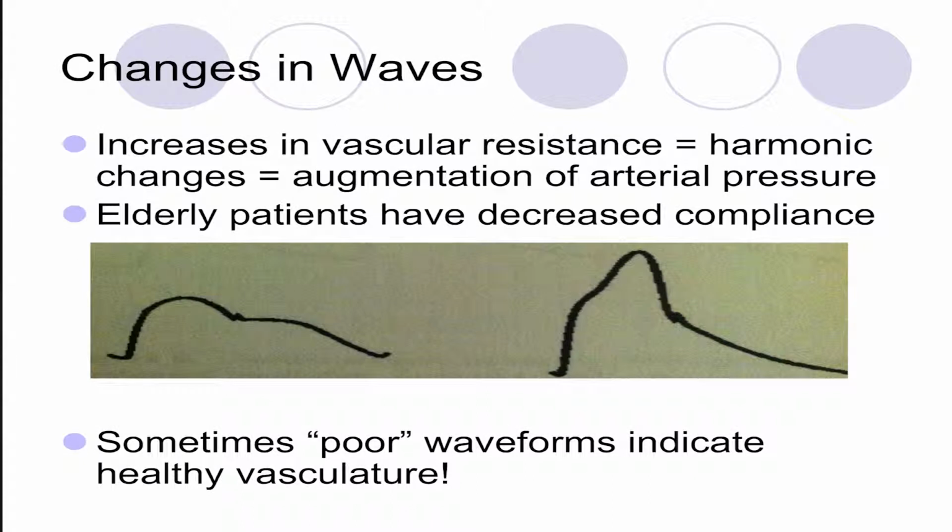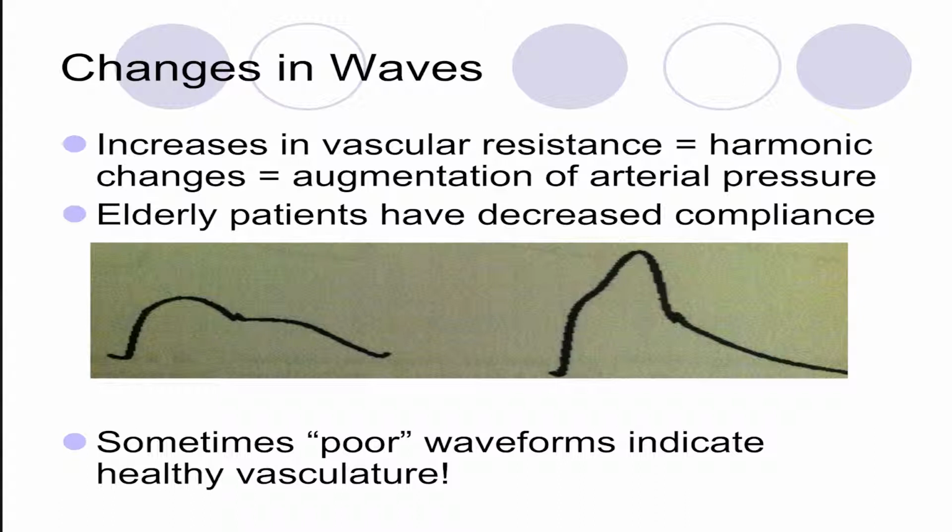Increases in vascular resistance change this too. So elderly patients have decreased compliance. If you think about the blood that's hitting these walls, if you have very compliant vessels, say in a 20-year-old, oftentimes people say, oh, it's a dampened waveform, it's a bad waveform. What you're actually seeing is a very compliant and healthy vessel.